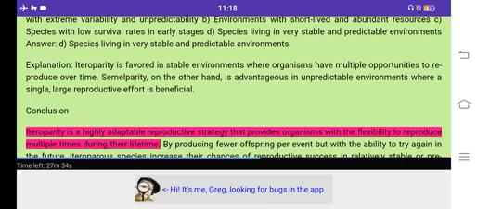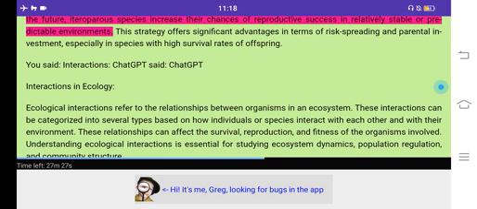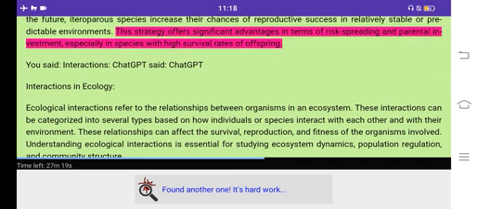Conclusion. Iteroparity is a highly adaptable reproductive strategy that provides organisms with the flexibility to reproduce multiple times during their lifetime. By producing fewer offspring per event but with the ability to try again in the future, iteroparous species increase their chances of reproductive success in relatively stable or predictable environments. This strategy offers significant advantages in terms of risk spreading and parental investment, especially in species with high survival rates of offspring.